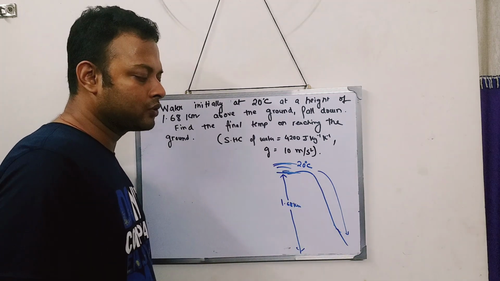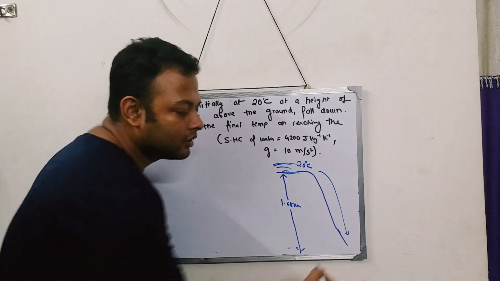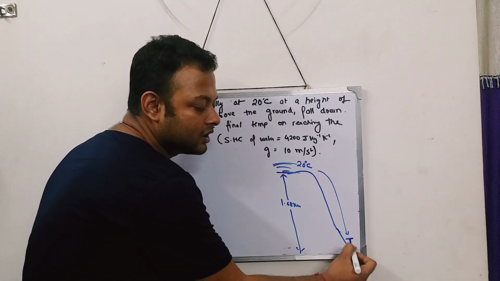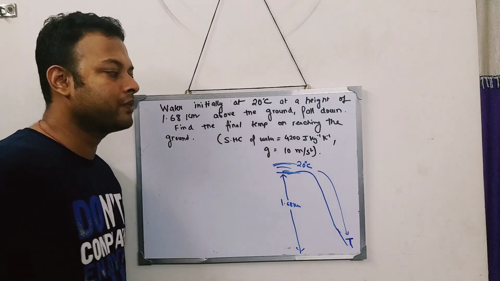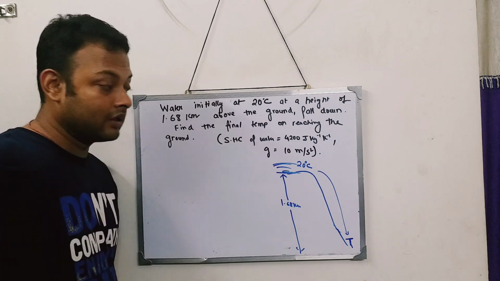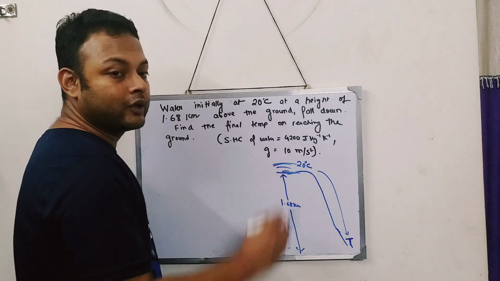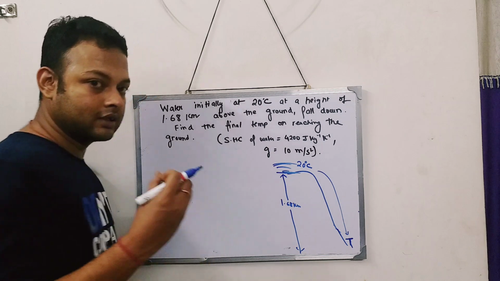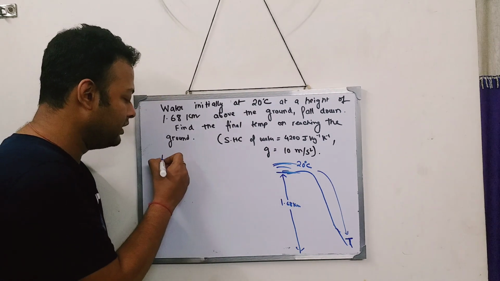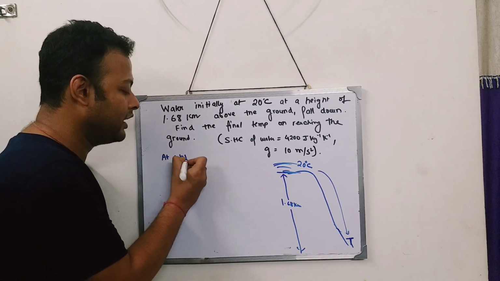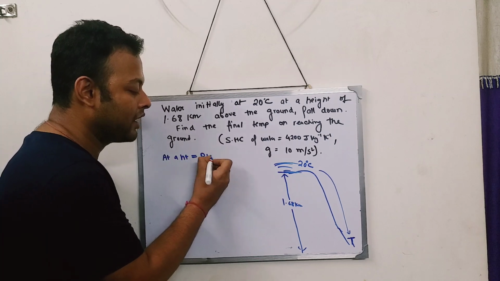Now the question comes, why will this temperature be different? This temperature, let's consider this as T. Why will this temperature be different? Now see, water at a height, what energy does it have? So at a height, every body has potential energy.